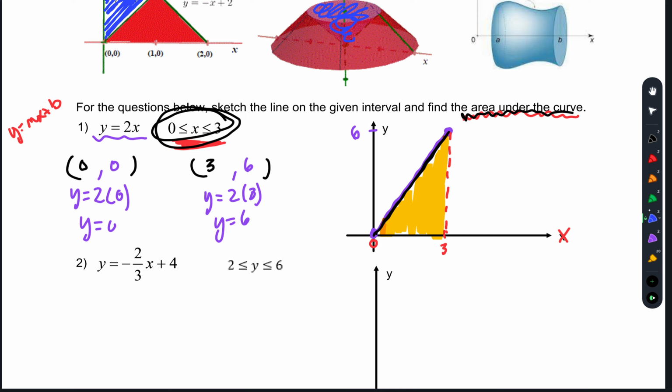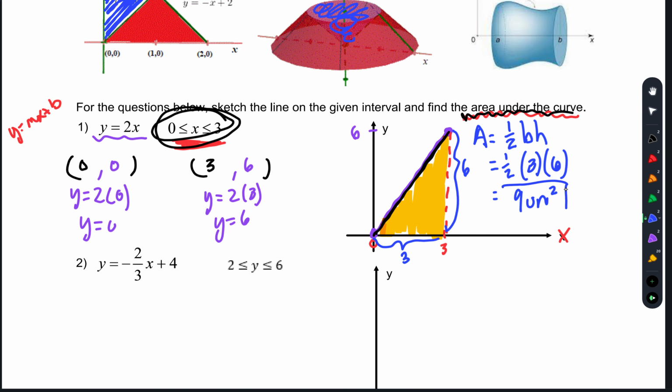The triangle, right? So to find the area under this curve, for our purposes, not calculus reasons, we are going to just literally find the area of that triangle, which is 1/2 base times height. The base of my triangle right here is the distance from 0 to 3, so that's 3. The height of my triangle right here is from 0 to 6, so that's 6. The base is 3. The height is 6. The area of this triangle is 9 units squared.